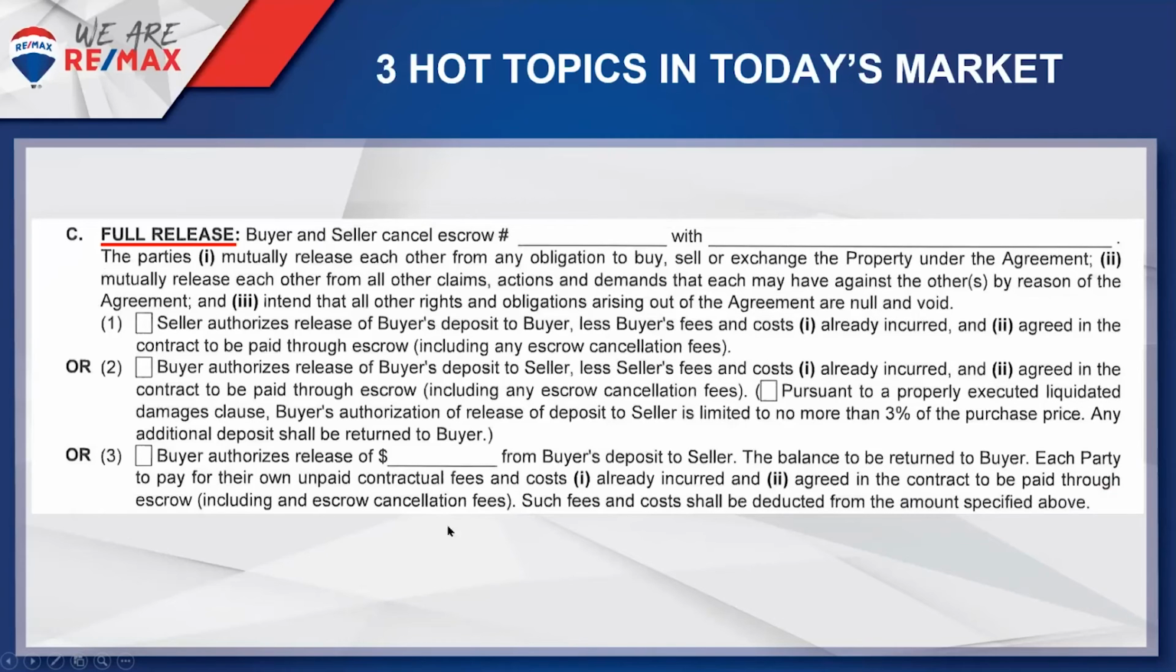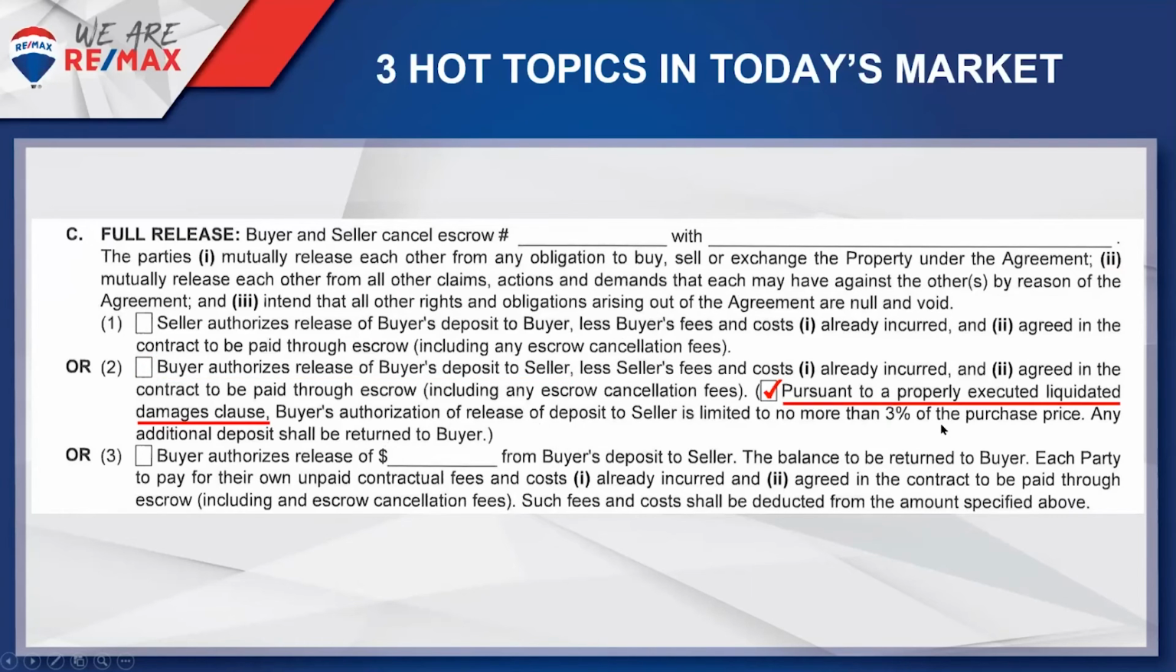Okay, this second part of the cancellation, the escrow portion, is a full release. The buyer and the seller cancel the escrow number with the escrow company, and they release each other from any obligation to buy, sell, or exchange the property under the agreement, and they release each other from any and all other claims, and the seller authorizes the release of the buyer's deposit back to the buyer, or the buyer authorizes the release of the deposit to the seller. So that can be done either way.